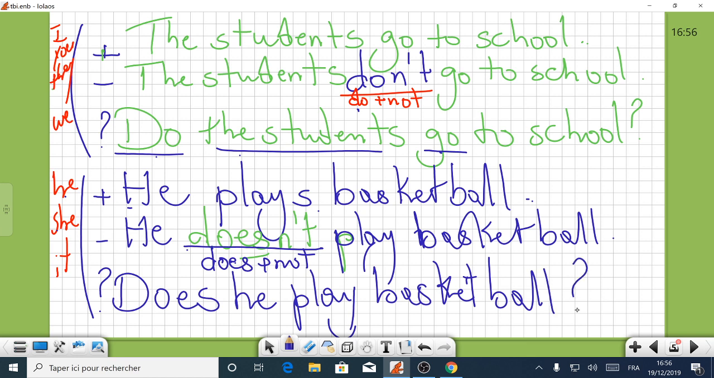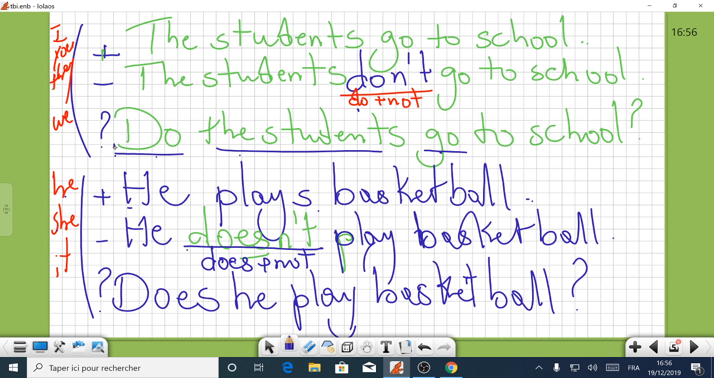Okay, and we should never forget the question form, because this is a question. And the same thing, if you want to add a question word like what or where, we say where do the students go, for example, or why do the students go. And the same thing for the second category. So this is the next step, which is how to form the positive, the negative, and the question form in English. We say the student goes to school, and if you want to make it negative, we say the student doesn't go to school. And if you want to make it a question, we say does the student go to school.